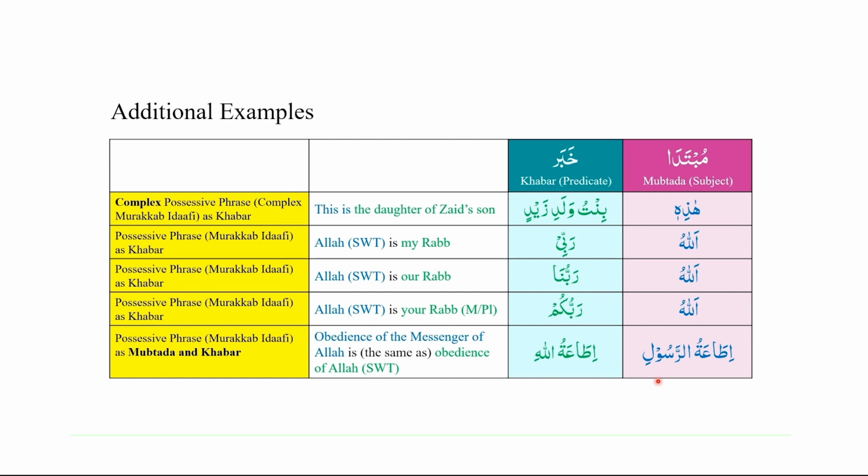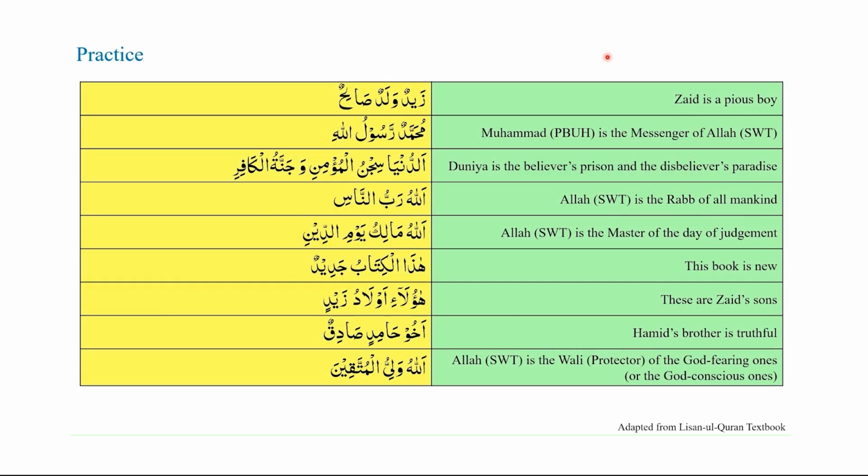Ita'atur Rasuli Ita'atullahi. Obedience of the Messenger of Allah is the same as obedience of Allah subhanahu wa ta'ala. Here, Ita'atur Rasuli is a possessive phrase or murakkab izafi, and Ita'atullahi is also a murakkab izafi or possessive phrase. So in this Jumla Ismiyah, murakkab izafi is used as mubtada and the khabar is also a murakkab izafi. We will now do some practice.